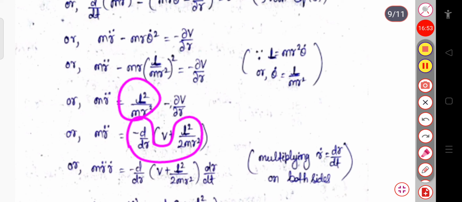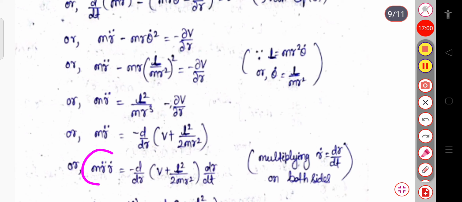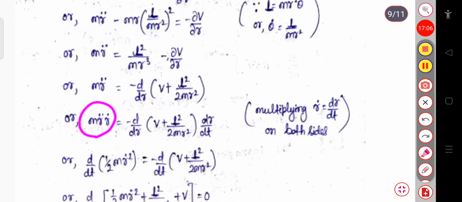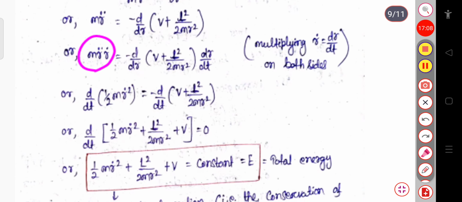Or if I multiply this by r dot throughout the equation, then this will be mr double dot into r dot equal to minus d by dr of v plus L square by 2mr square into dr by dt, because you know r dot equal to dr by dt. We have multiplied r dot on the left hand side as well as the right hand side. This r dot is nothing but dr by dt.